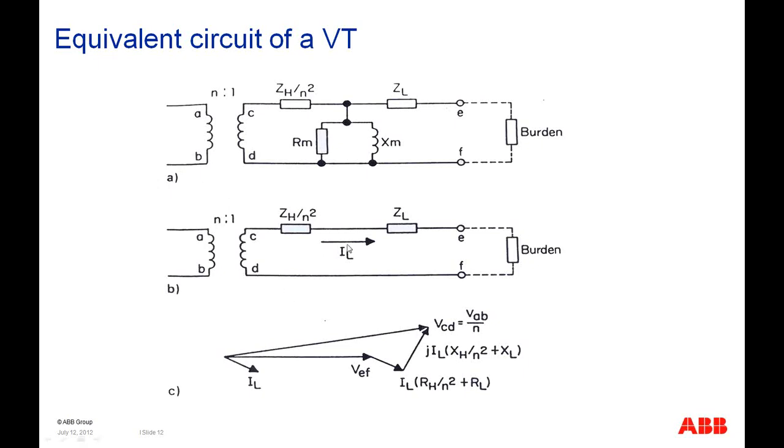We have a loss due to the IL flowing through the ZH over N squared plus ZL, and we have a resistive and a reactive loss because of that, and that's what you see on this vector here. So the actual output we have across the burden is this VEF value, which is just transformed by the turns ratio, but then there's this phase angle error that you see across here too that we try to minimize as much as possible.